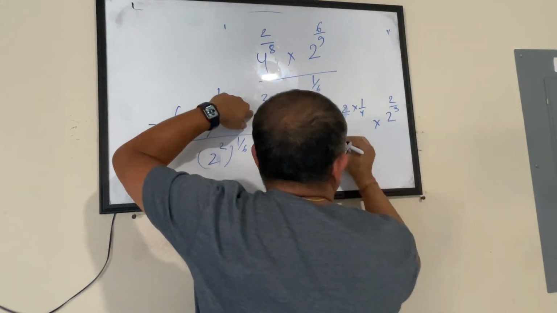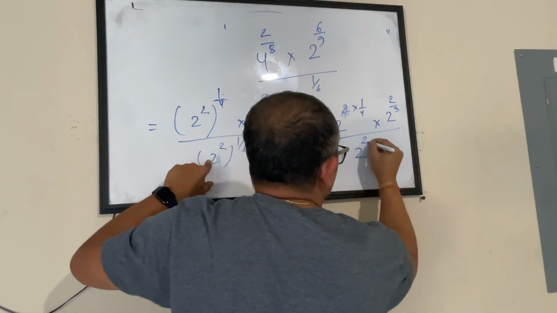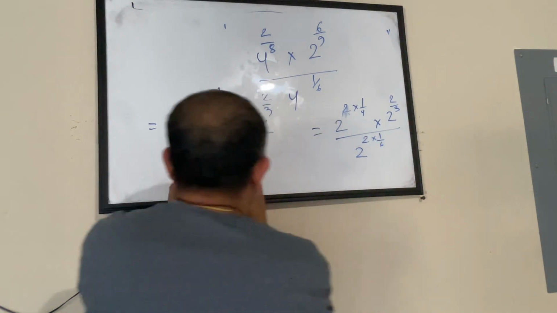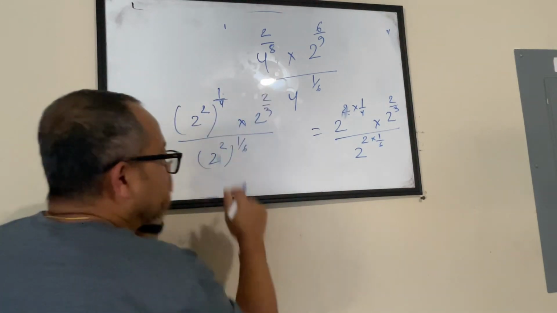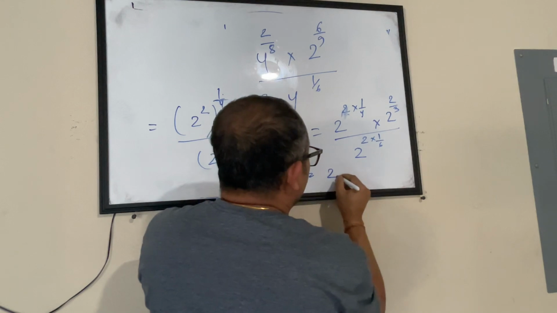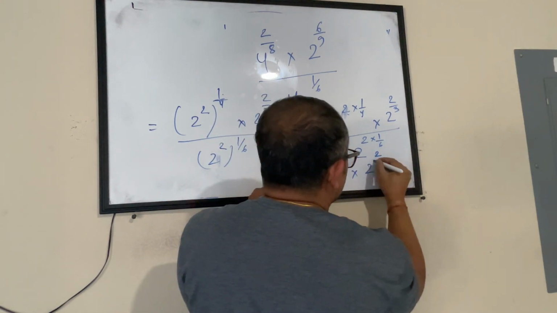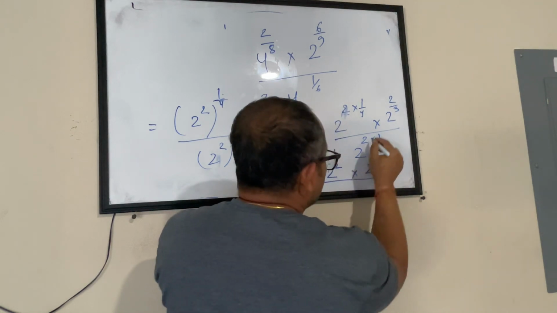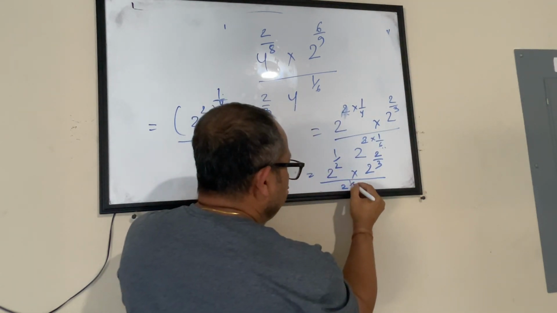That remains as is. Divided by 2 to the power 2 multiplied by 1 by 6. That is, when you break the bracket, you multiply. When you simply multiply, you add. So this became 2 to the power 1 by 2 multiplied by 2 to the power 2 by 3 divided by 2 to the power 1 by 3. 2 times 3, 6. 2 to the power 1 by 3.